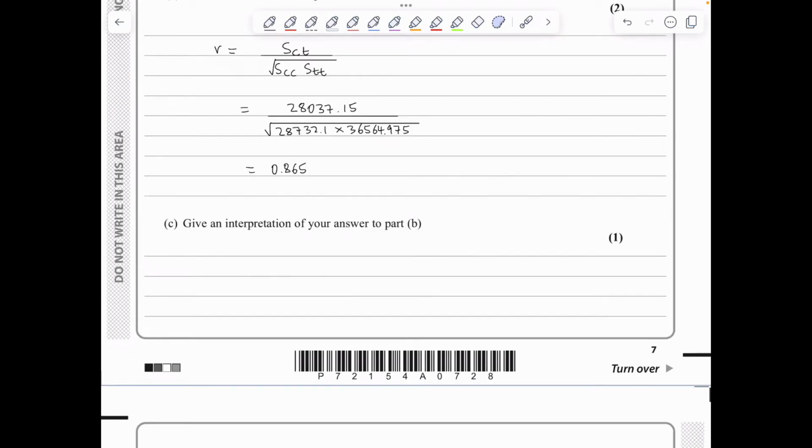In part C, we need to give an interpretation of the answer to part B. Well, we found the value for the PMCC that is positive and close to 1. The fact that it is positive means that we are looking at positive correlation, which means that as the production cost increases, the ticket sales also increase. Be careful here, you need to give your answer in context, so you need to mention the cost and the ticket sales for you to get the mark.